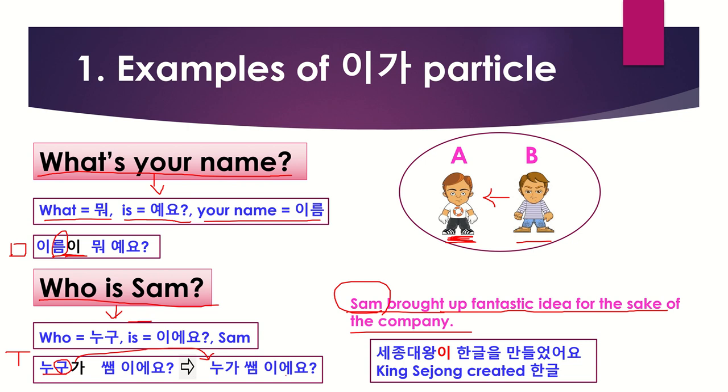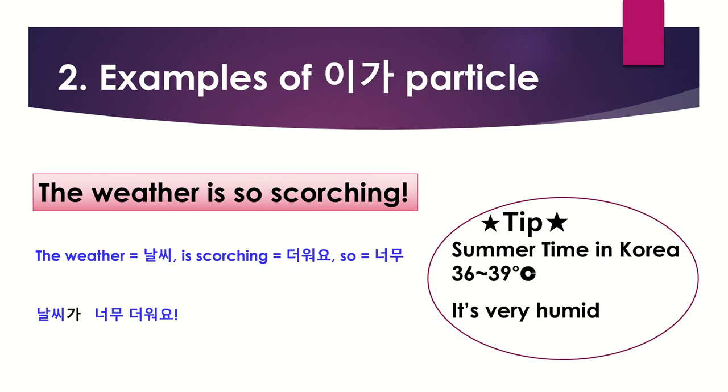And one more example for you, okay? King Sejong created Hangul. Who created Hangul? Right? 누가 만들었어요? Okay? The main issue is 세종대왕. And 왕 ends with the consonant 이응. Okay? So, particle 이. So, 세종대왕이 한글을 만들었어요. Okay? Make sense? Alright.